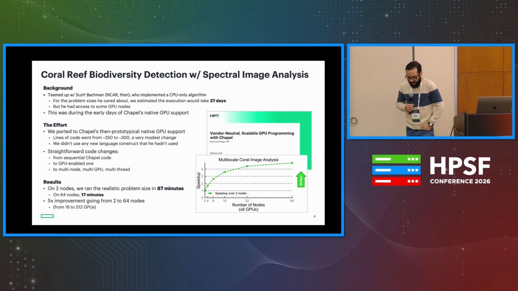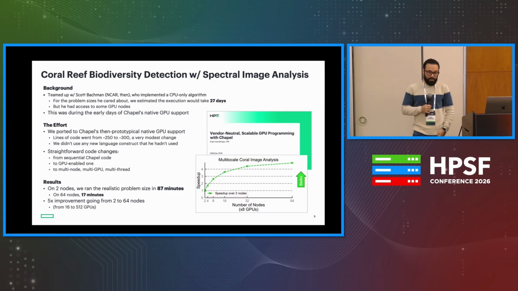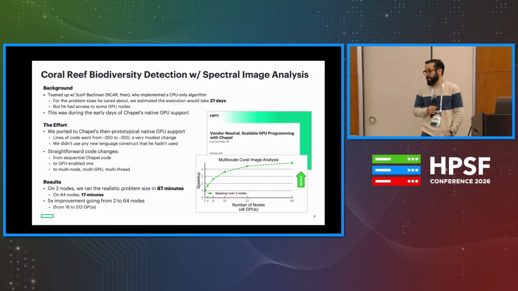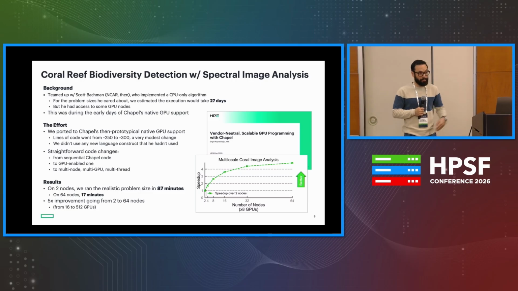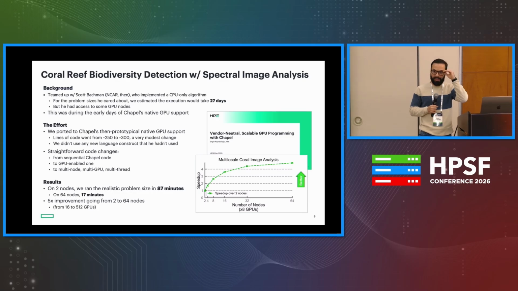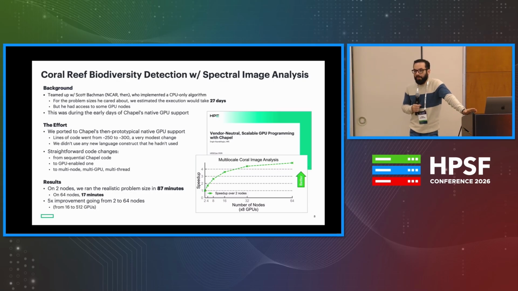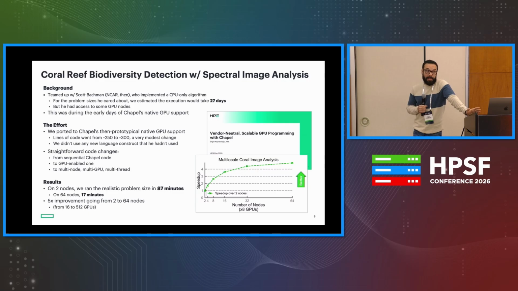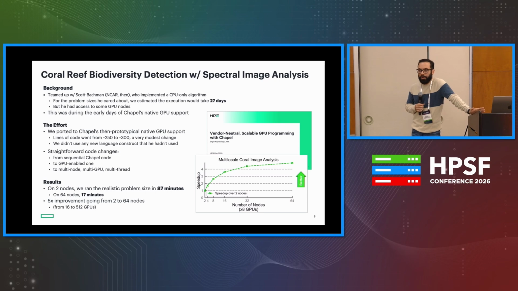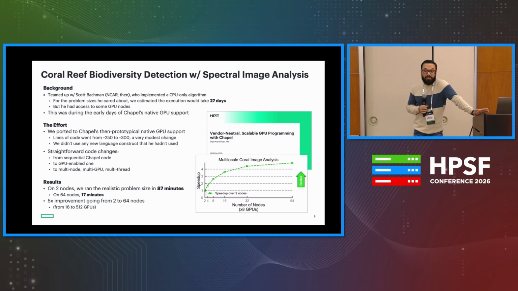As a result, we ran this on 2 nodes of Frontier, and with the realistic problem sizes, we got the results in 87 minutes. And if you put it on 64 nodes, we ran it in 17 minutes. So as HPC people, this is not great scaling, right? Going from 2 nodes to 64 nodes, and you're only getting a 5x speedup. So that's definitely not ideal, as you can see from the plot. But at the same time, this was a problem that he couldn't solve with sequential programming, with MATLAB, or with sequential Chapel even.